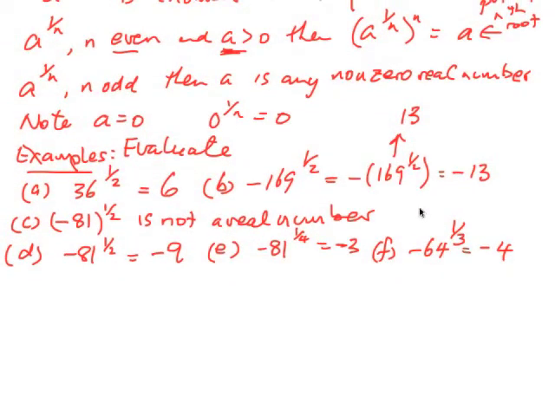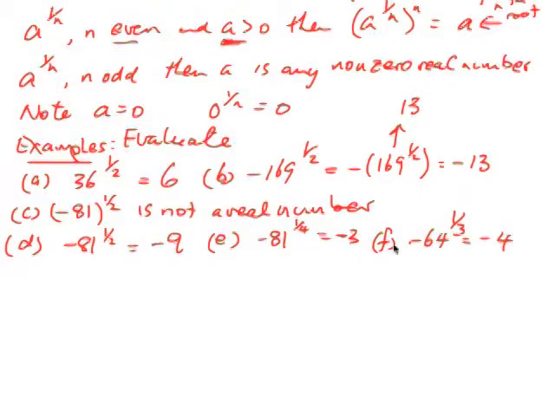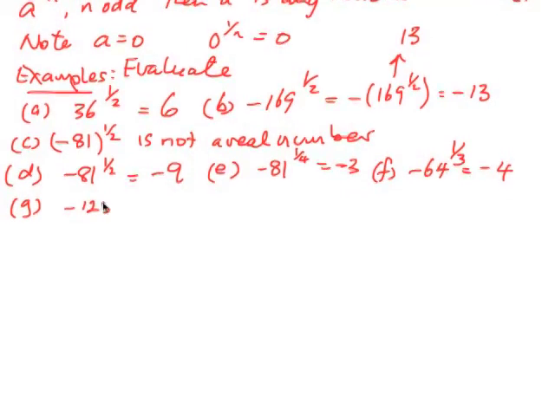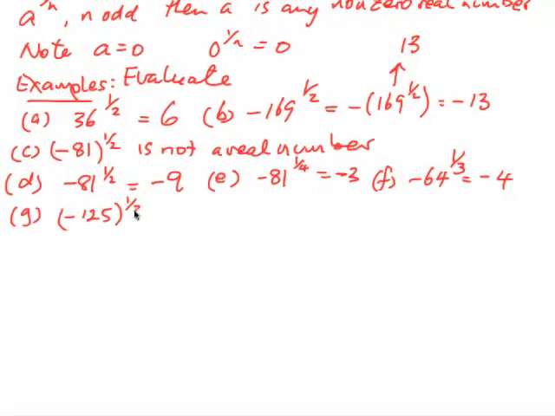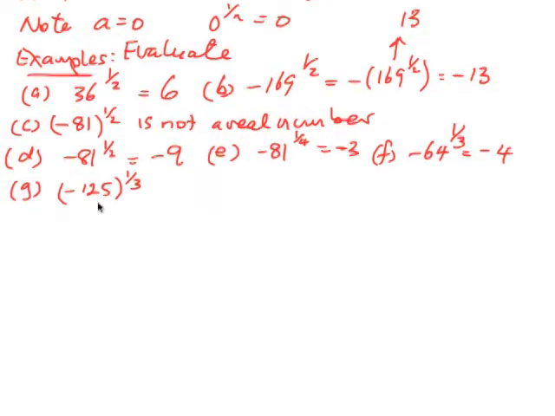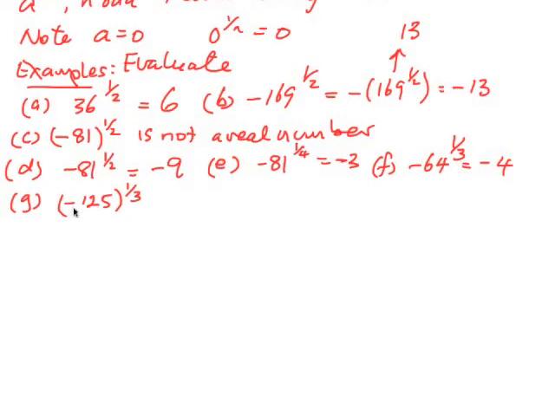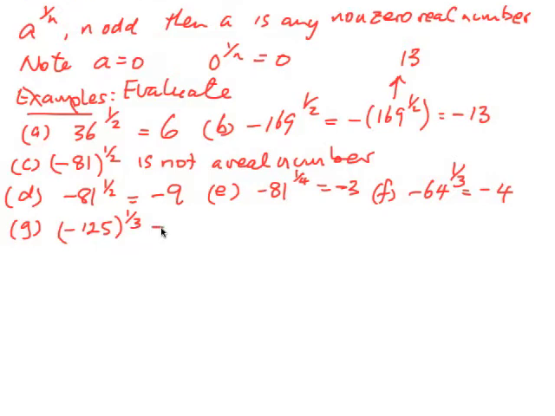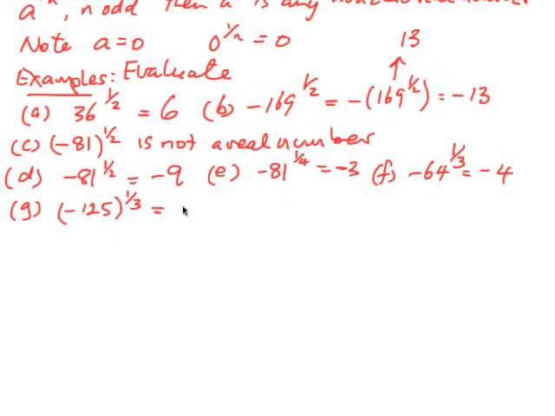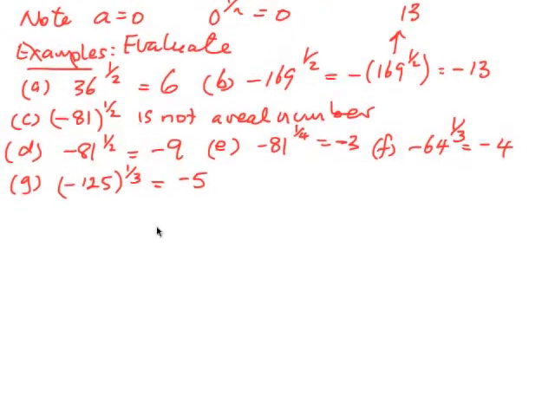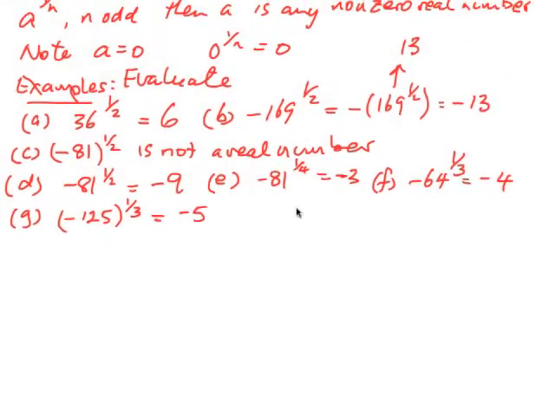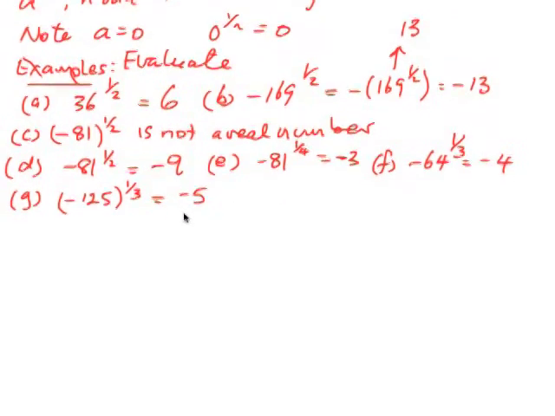Okay, so what if I have negative 125 and we take the third power? Now notice that the third power is now being applied to the negative. So n is odd again, but we have a negative number, and of course this will be negative 5, because negative 5 by negative 5 by negative 5 will be negative 125. So that's how we do those.